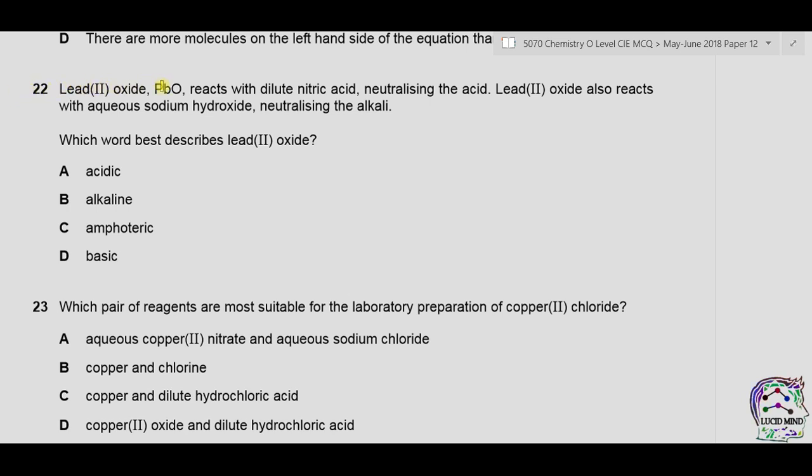Question 22. Lead oxide, which is PbO, reacts with dilute nitric acid, neutralizing the acid. Lead 2 oxide also reacts with aqueous sodium hydroxide, neutralizing the alkali. Which word best describes lead 2 oxide? Now any substance that reacts with both acid and alkali is called an amphoteric substance.